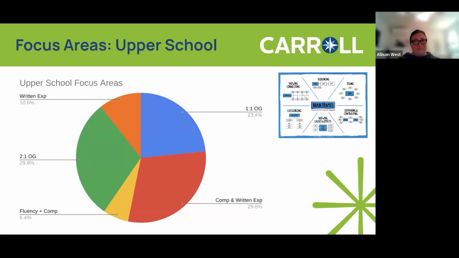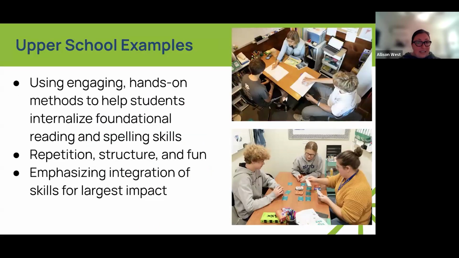And here's what we know. As students get older and expectations and rigor increase, there still may be those lagging foundational skills. And so these focus area classes are still aiming to identify those lagging skills and to continue providing opportunities for them to continue to grow in those higher level skills that they're expected to be learning as well. On the next slide, we can see some examples of upper school. I'm going to go through a few examples of what focus area classes might look like in the upper school.